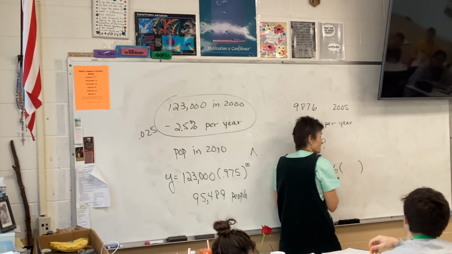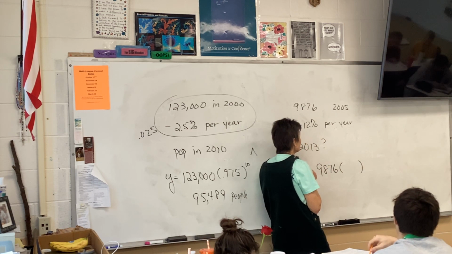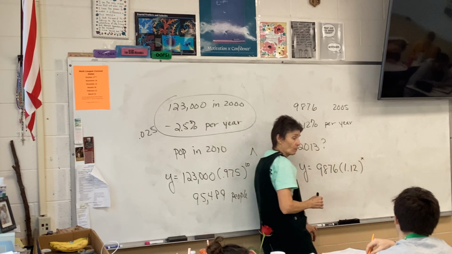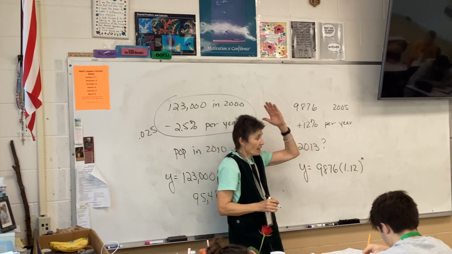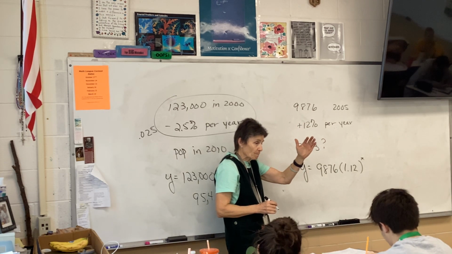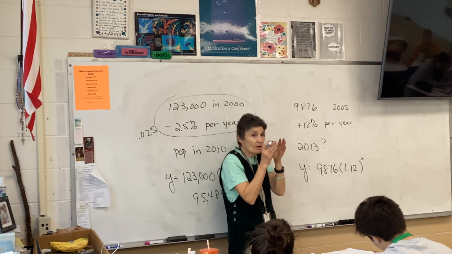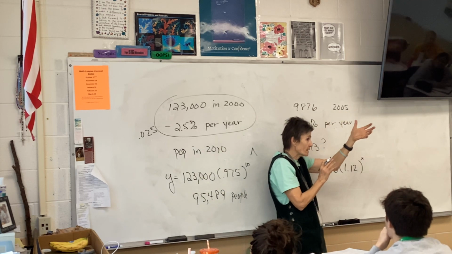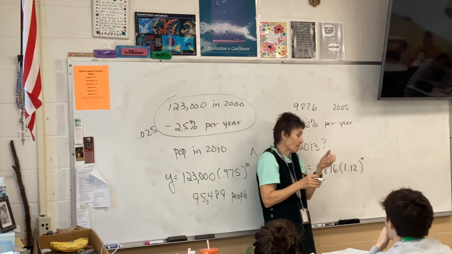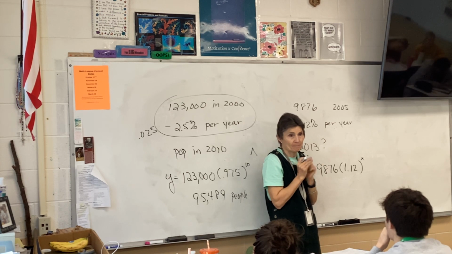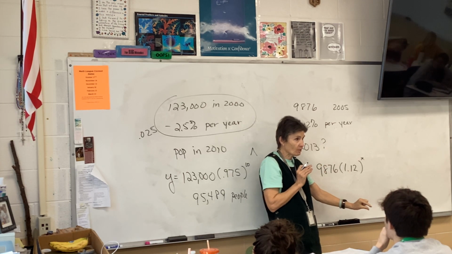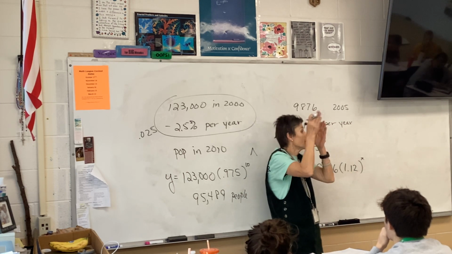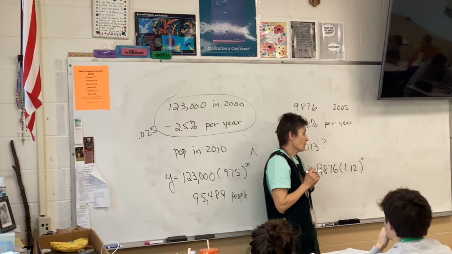9876 times, what goes there? 1.12 to the x power. Now, I want you to think about this for a second. It has to be 1.12 because the population is growing. If all you do is multiply by 0.12, guess what's going to happen? You're going to lose population like crazy, right? You need 1 plus 0.12. All right, so there's my equation.